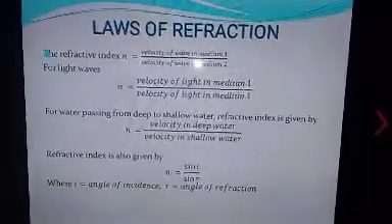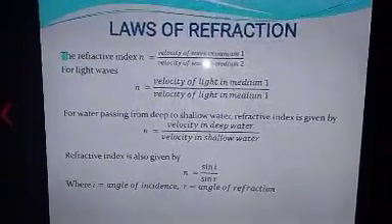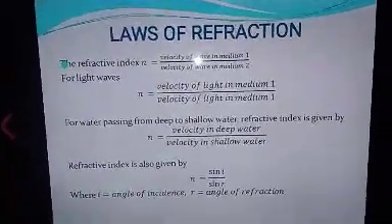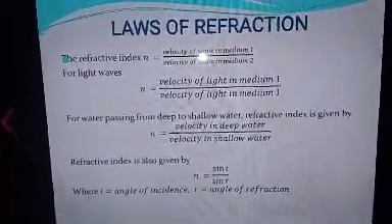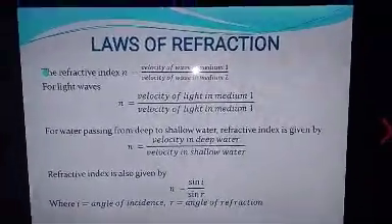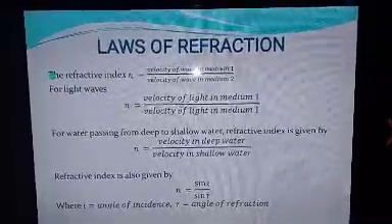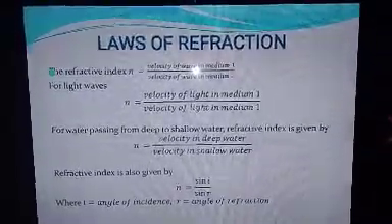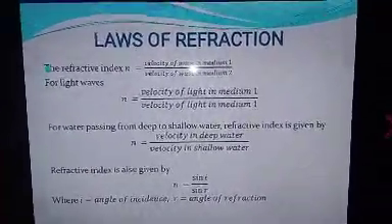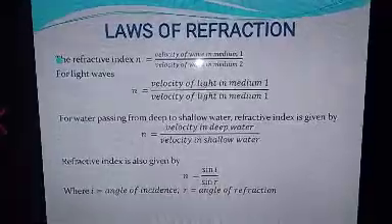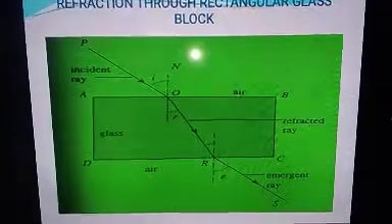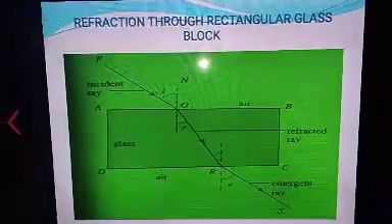Now, for light waves, we can say it is velocity of light in medium 1 over velocity of light in medium 2. Now, for water passing from deep to shallow water, we say the refractive index is equal to the velocity in deep water over the velocity in shallow water. Refractive index is also given as the sine of the angle of incidence over the sine of the angle of refraction. This particular equation is also called Snell's law, where i is the angle of incidence and r is the angle of refraction.